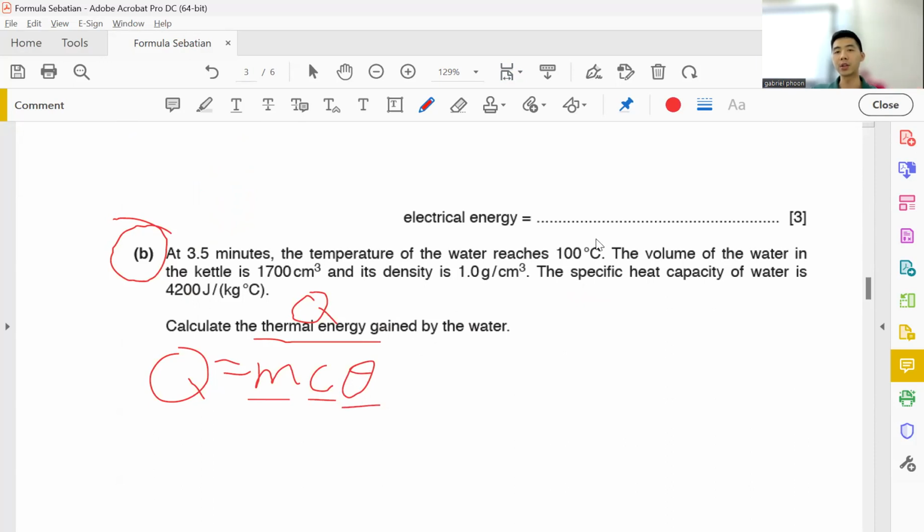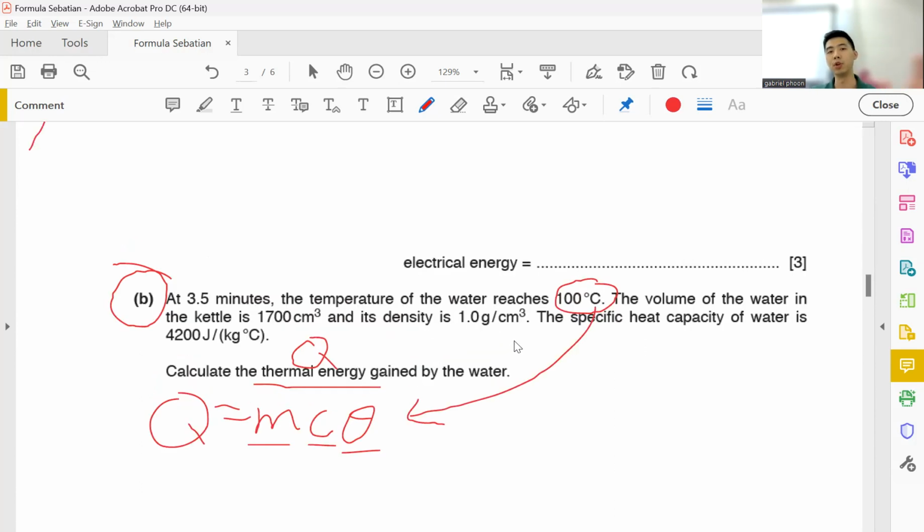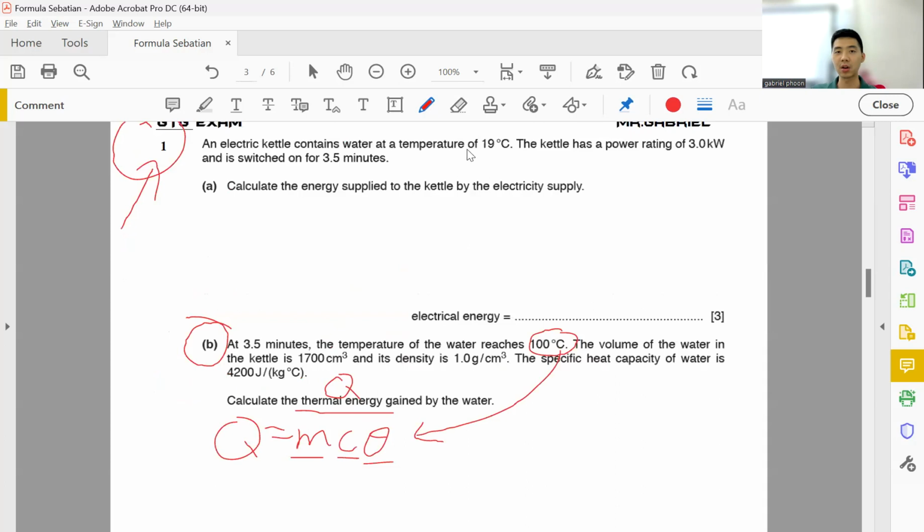A lot of you guys saw this and put this as the change in temperature. Guys, change in temperature should be from a certain temperature to another temperature, right? Unless in this question here, it says that the change in temperature was 100 degrees Celsius. But in this case, it wasn't lah, right? In fact, it started off with saying that it was 19 degrees Celsius.